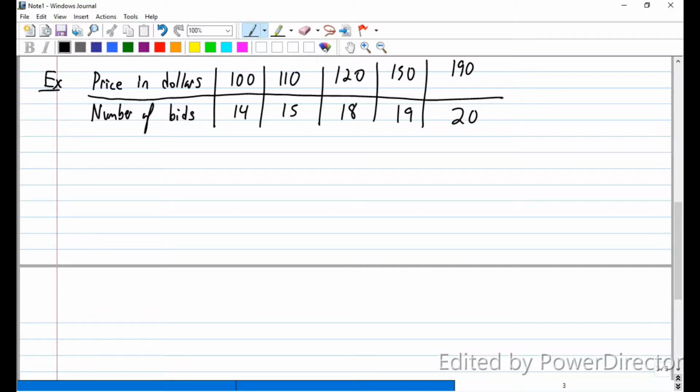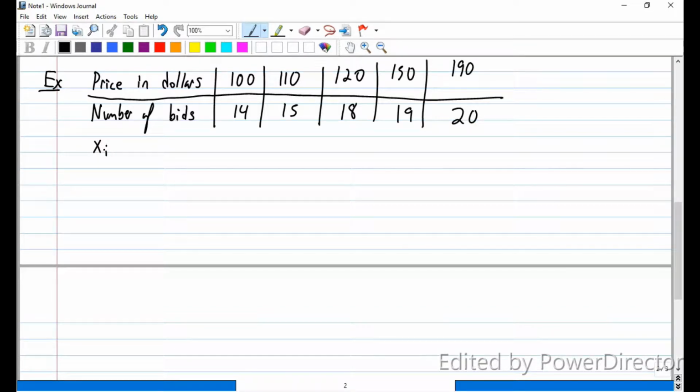So let's make one column that is my x values. The top is my x value, and the bottom number is my y value. So x and y. So 100, 110, 120, 150, and 190. And you need to be writing this down or pretending that you're writing this down.